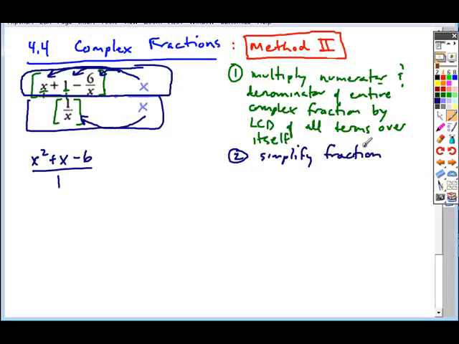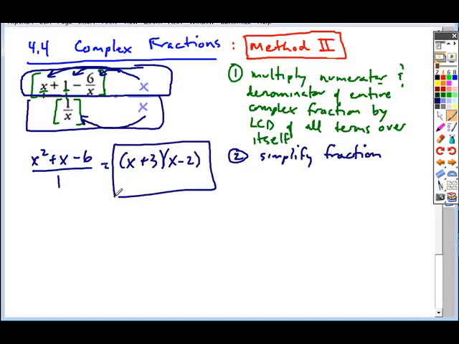So when we simplify the remaining fraction here, all that needs to be done is you could factor this if you wanted to, and you have your solution. Okay, so this second method, this LCD method of solving complex fractions, can oftentimes be a little bit quicker.